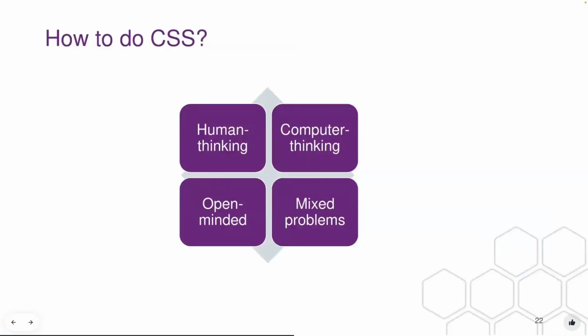So in order to do computational social science, you're going to need a blend of social science and computer science skills. And you're going to need these four things in particular. So you're going to need those human type thinking skills that I've mentioned before. You're going to need a sprinkle of computer thinking, a great deal of open-mindedness, and you're going to need mixed problems to work on.